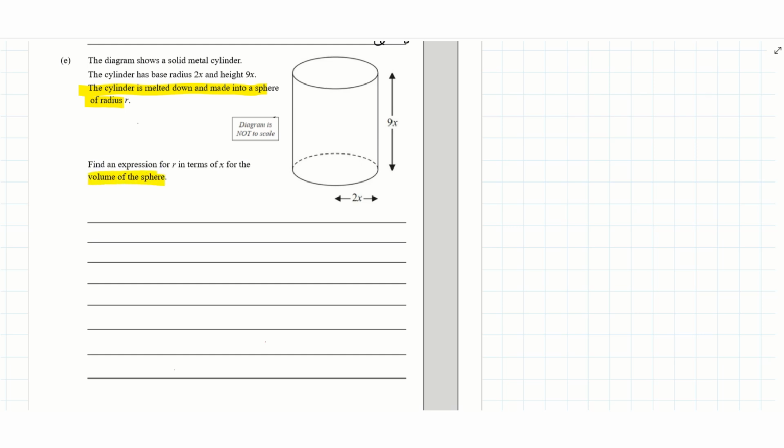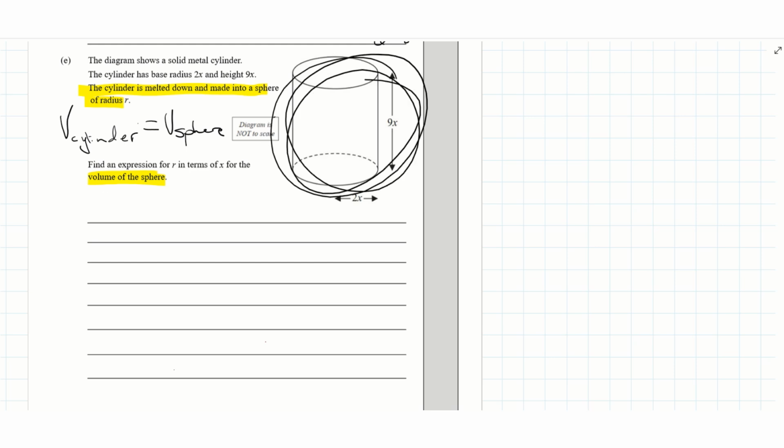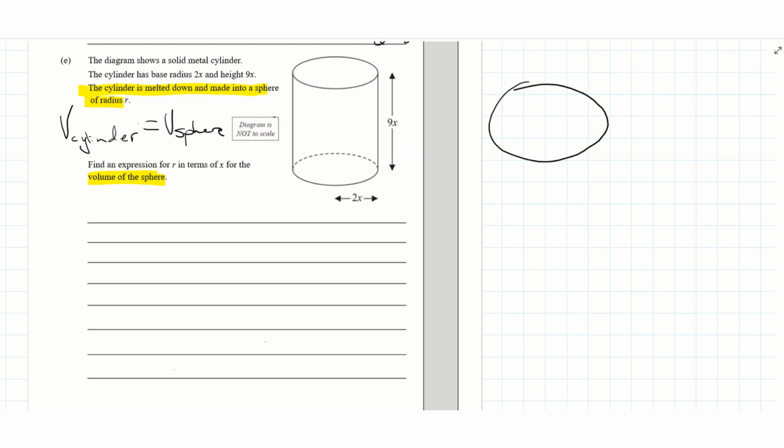So there's two things that we need to know here. One, if a cylinder is melted down and made into a sphere, it means that the volume of the cylinder is exactly the same as the volume of the sphere. So we know that these two things are going to be exactly the same. If we find the volume of the cylinder, we know what the volume of the imaginary sphere is going to be. So that's important information to have.